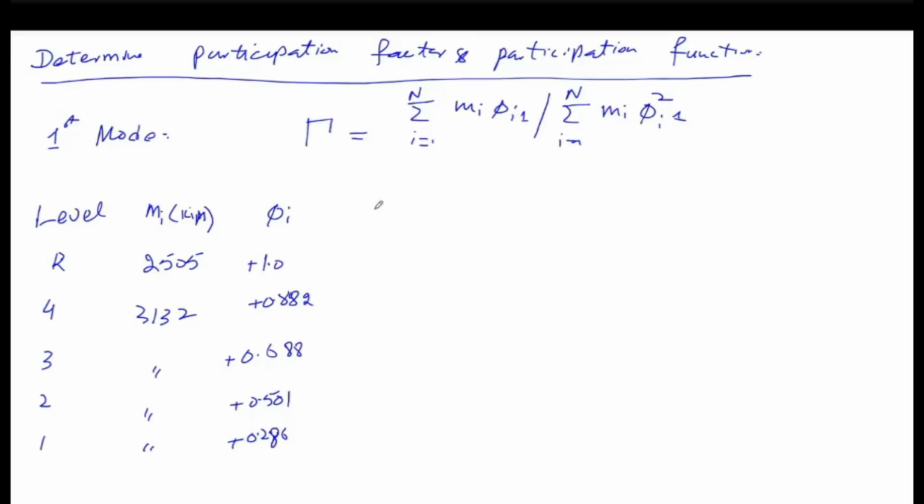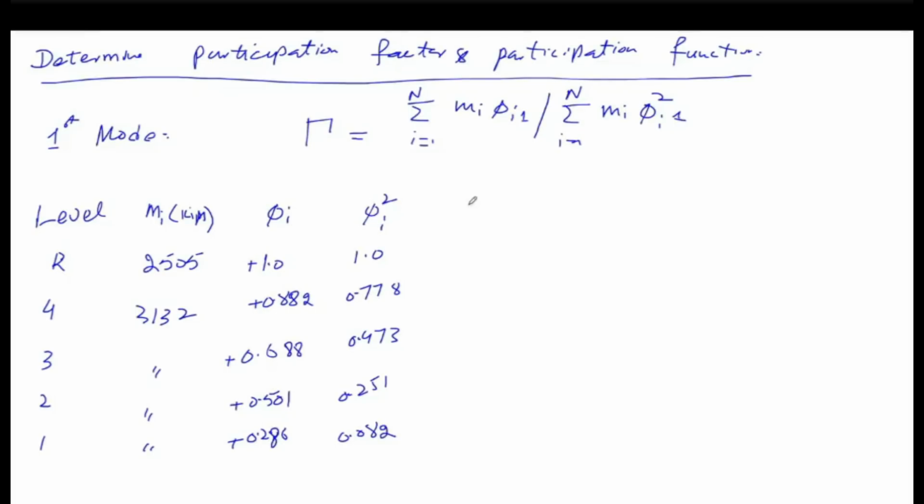And what we have to do, if you look at the formula, is we also have the phi square. So in this column, you take the square of the phi. If you take the square, we will have 1 is 1. Then this becomes 0.778. This one becomes 0.473. This becomes 0.251. And this one is 0.082.